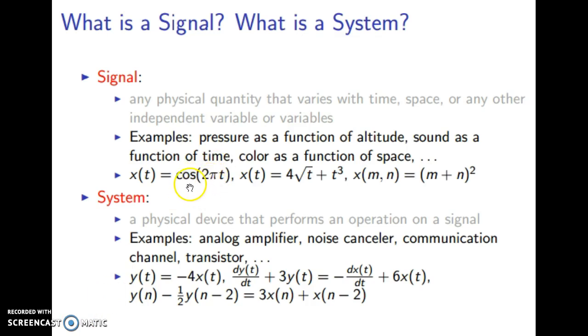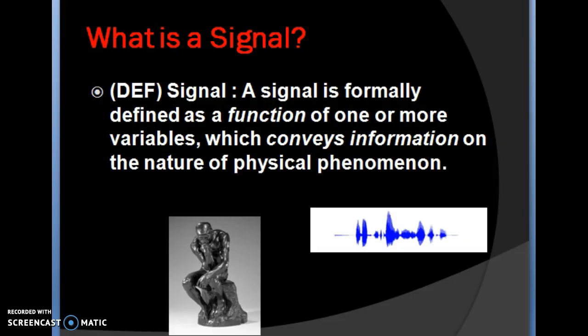So in this case, the value of x of t varies with respect to the variations in time. Here also, x of m comma n is equal to (m plus n) whole squared, and the value depends on m and n. So we can say a signal is formally defined as a function of one or more variables which conveys information on the nature of a physical phenomenon.